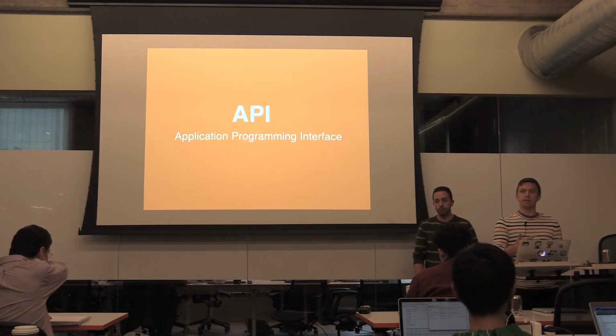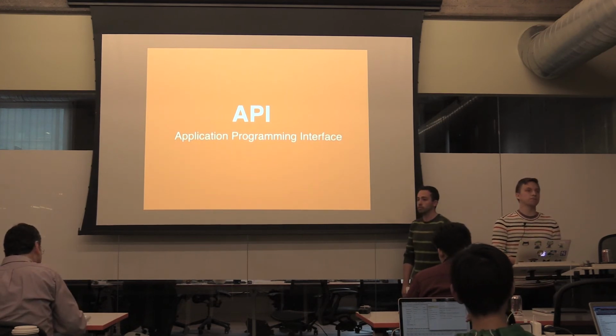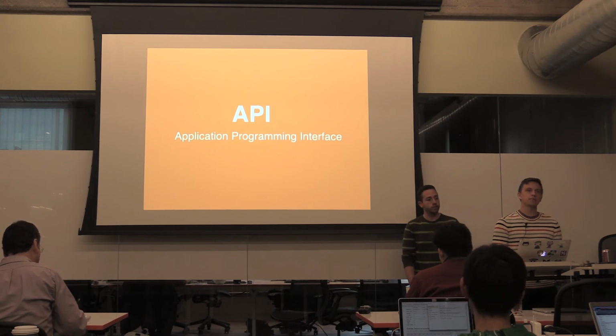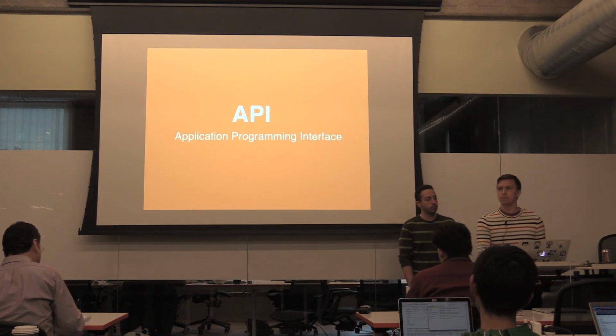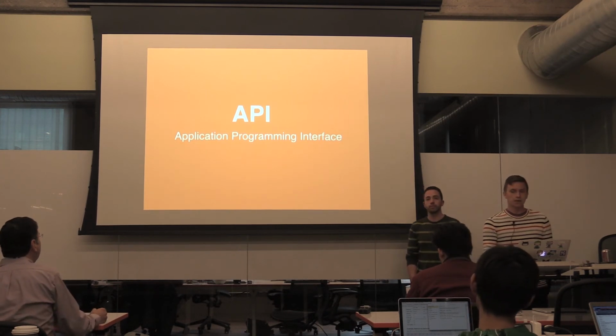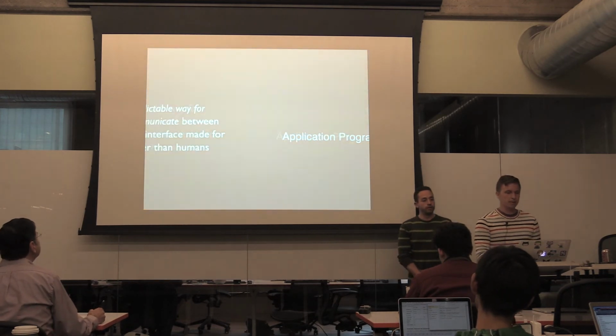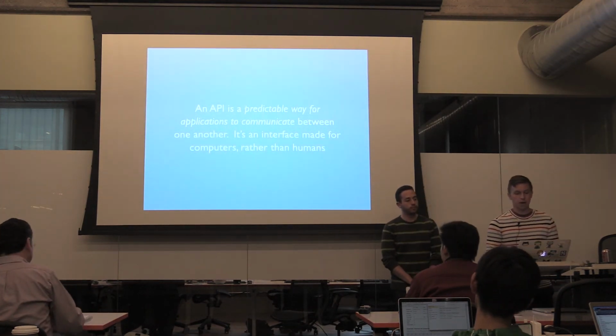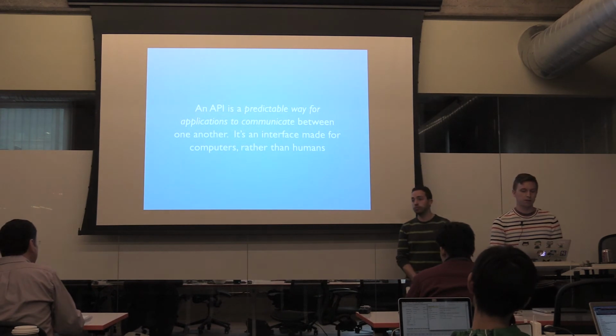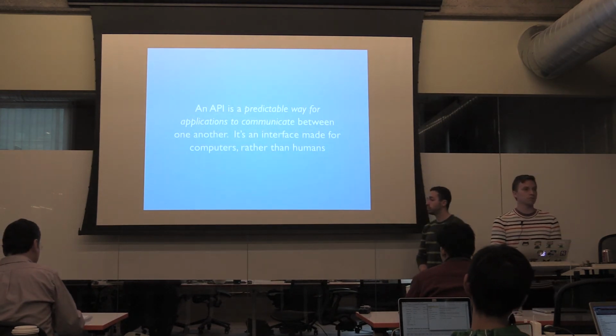And then I will get data back, and it's not going to be made for computers to look at. It's not going to be made for humans to look at. It is made for computers and code to look at. So basically, it's a predictable way for applications to communicate between one another. So it's an interface for computers rather than humans.